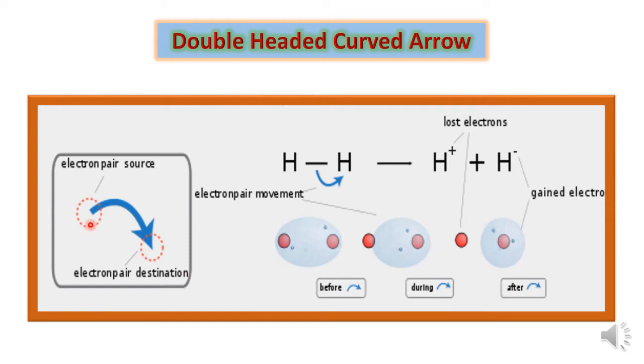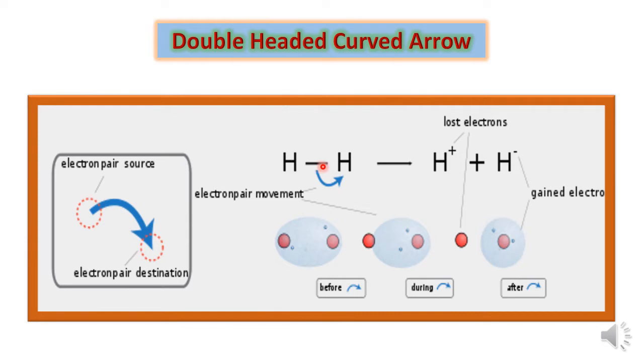So it suggests that the electrons are transferred from this position to this position. It shows the transfer of electron, the flow of electron from one destination to another destination. So that is the significance of the double-headed curved arrow. Now you can see here one example. The hydrogen molecule is there. Two hydrogen atoms are bound by a chemical bond. This chemical bond possesses two electrons.